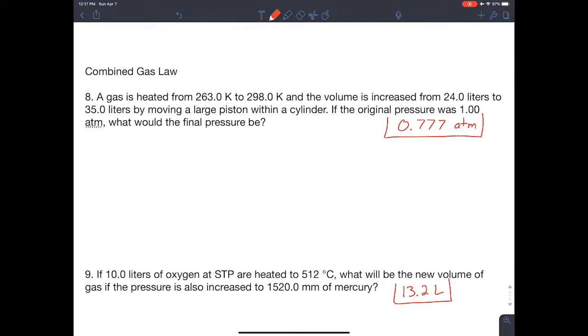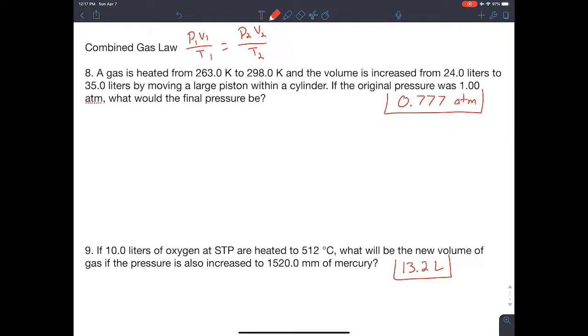Combined gas law. This is where you put them all together. So this is where we had P1 V1 over T1 equals P2 V2 over T2. So this is where you really got to list out your variables and get everything organized to answer these. Make sure we're converting to Kelvin if it's not in Kelvin already. Significant figures.